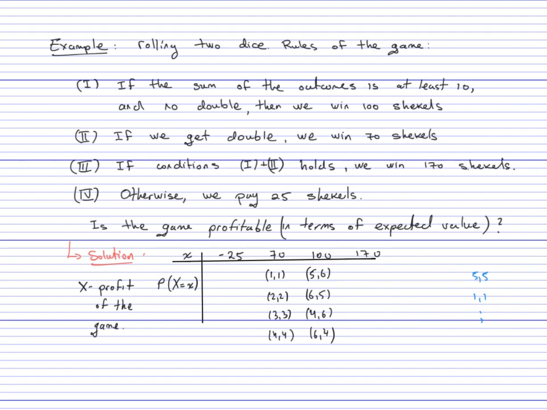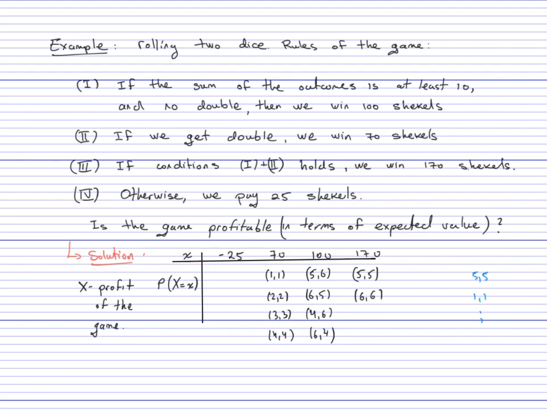But now be careful. Maybe you ask yourself why we don't also write 5 and 5 and 6 and 6 here. So let's see, if it's 5 and 5, it means that the sum is at least 10. And also it's a double. And according to rule number 3, we need to get 170 shekels. And therefore, the only options for 170 shekels are 5 and 5, and 6 and 6. Okay, great. So what are the options that we need to write here? All the options that are not part of those options. So everything that is in omega, but not those outcomes.